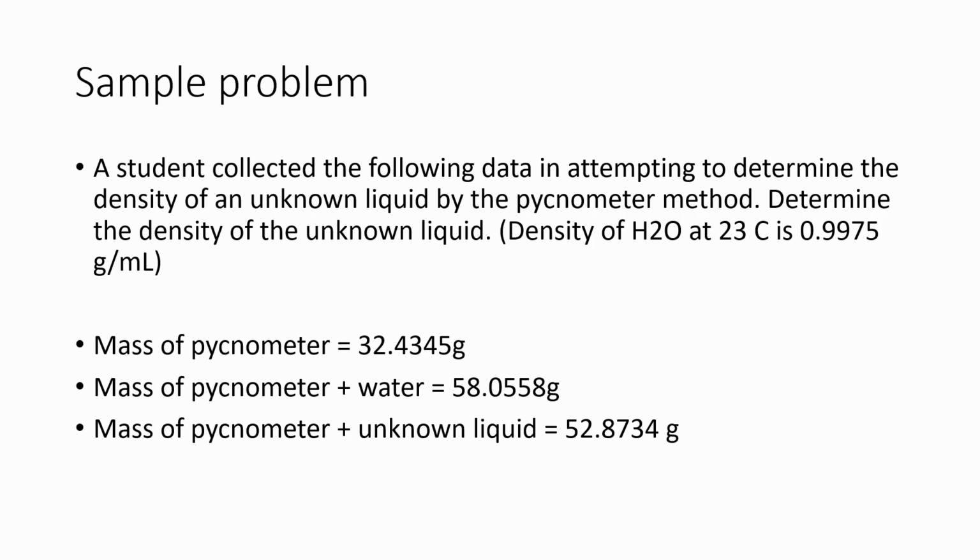So a student collected the following data in attempting to determine the density of an unknown liquid by the picnometer method. Determine the density of the unknown liquid using the standard liquid as water, and the density of water at 23 degrees Celsius is 0.9975. The mass of the picnometer is 32.4345. Mass of picnometer plus water is 58.0558, and mass of picnometer plus unknown liquid is 52.8734. Okay, solve it on your own, and I will solve it on my own as well, and let us compare our solutions. Okay, so kindly start.